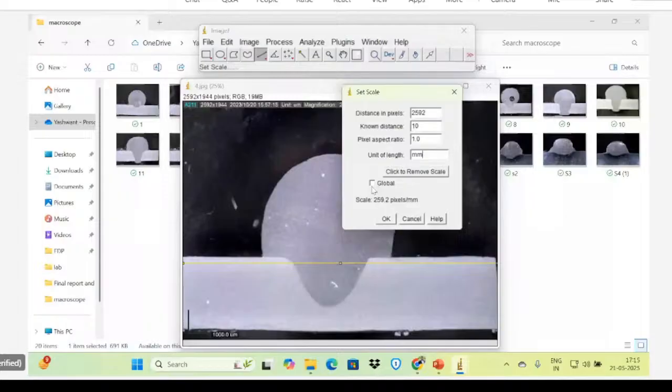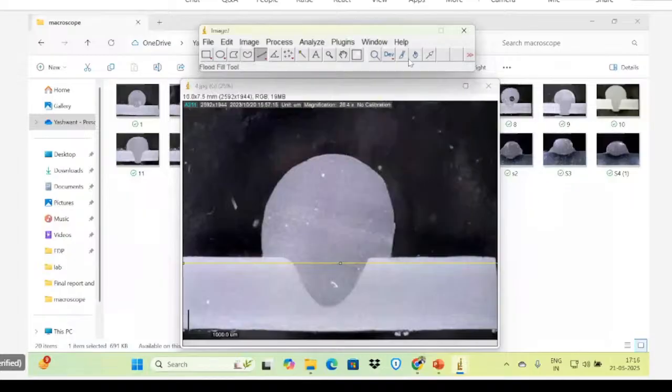And the scale is already made. You can see 259.2 pixels per mm, so 1 mm contributes to 259.2 pixels. So if we are putting OK, then the software understands that this is a 10 by 7.5 image. So this is 10, this is 7.5. The vertical distance is 7.5 and the horizontal is 10, and it is in pixels also.